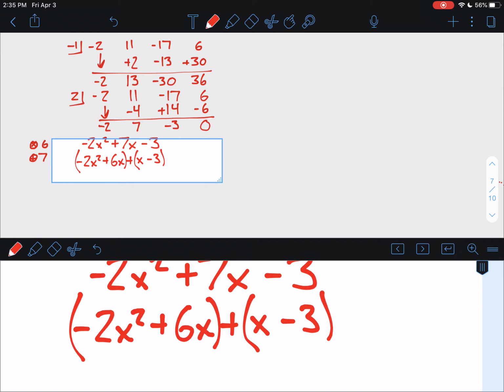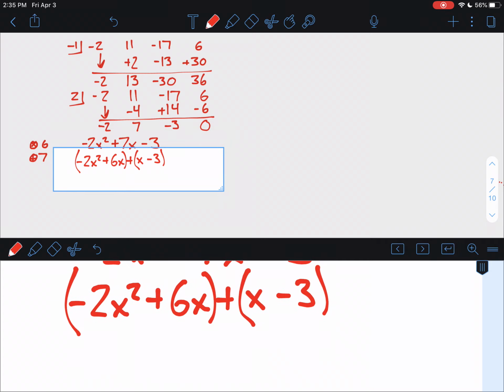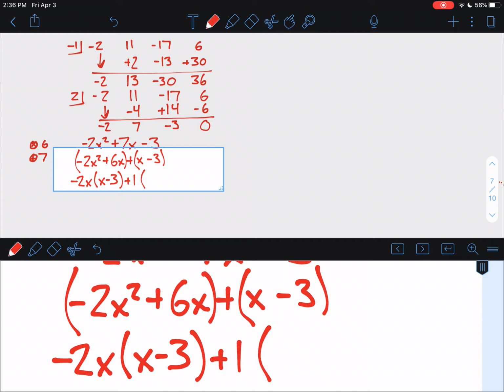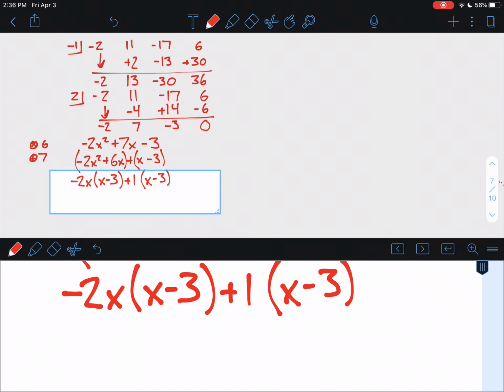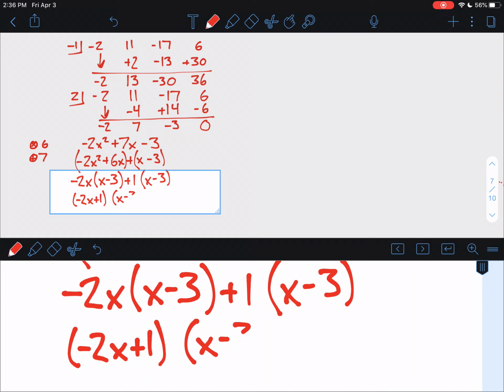Let's see. So between negative 2x squared and 6x, I'm going to pull out a negative 2x, and I'm left with x minus 3. And between x and negative 3, I can't pull out any GCF, but I have to pull something out. So I'm going to pull out 1, x minus 3, which means the two factors of this polynomial are going to be negative 2x plus 1 and x minus 3.